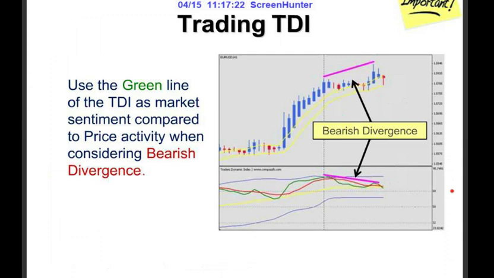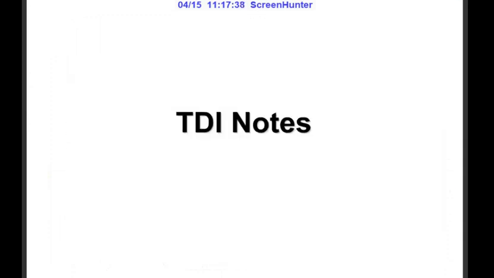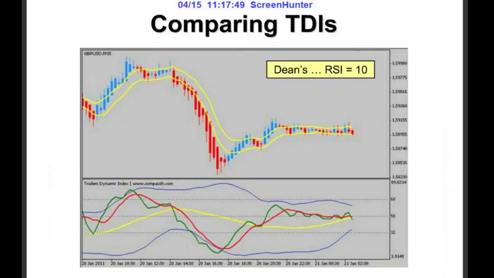So let's go take a look at some notes here that I wanted to make, some comparison of the original TDI that I designed along with Steve, and a couple other notes I wanted to share with y'all, and we'll wrap it up. So I've had a number of folks write me over the last 2 or 3 weeks saying, hey, what's the big difference between your TDI and the one that Steve uses? Well, if I can sum it all up, it really comes down to what I use as the RSI setting compared to what Steve is using. Everything else is pretty much the same.